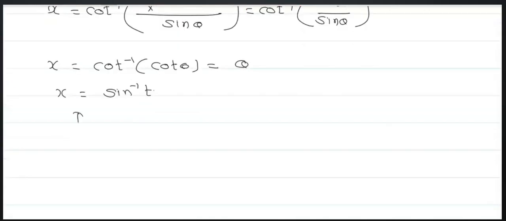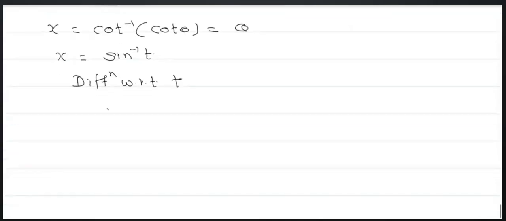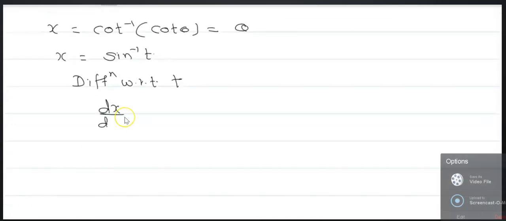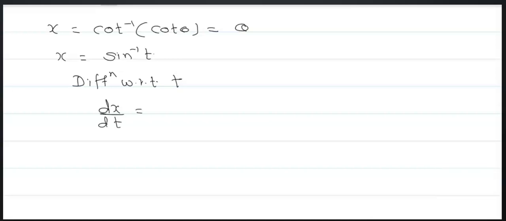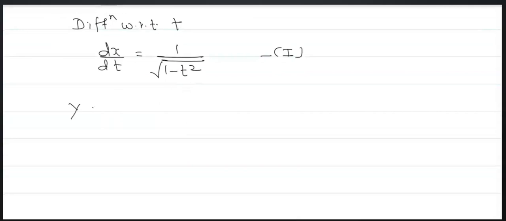Therefore, x is equals to, we know that, sin inverse of t. Now differentiate this with respect to t. Therefore, dx upon dt is equals to, you must know the derivative of all the inverse trigonometric functions. What is that? 1 upon root of 1 minus t square. This is the first.